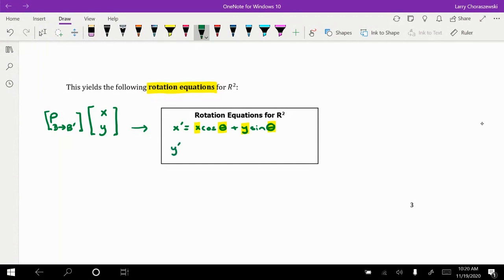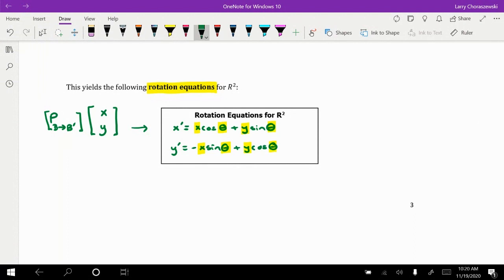To get y prime, it's a little similar here. We get negative x sine theta plus y cosine theta. So again, to compute the y prime coordinate, you're going to need to know the angle theta and also the original x and y coordinates.